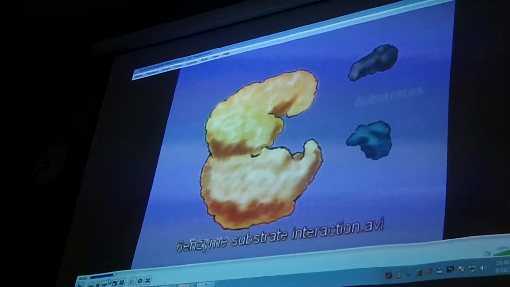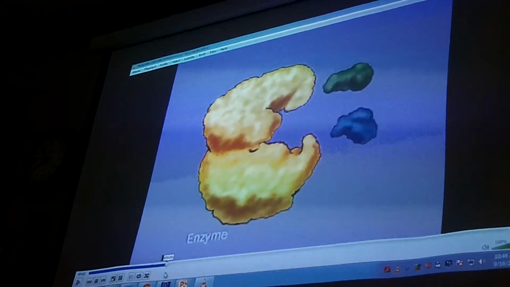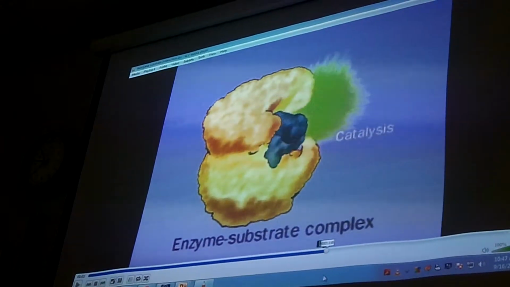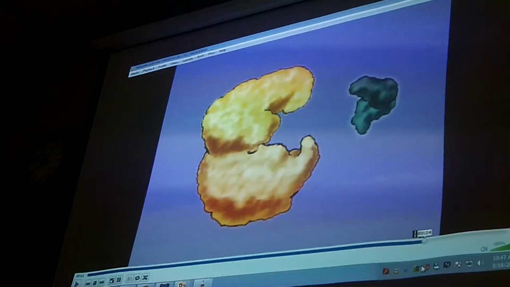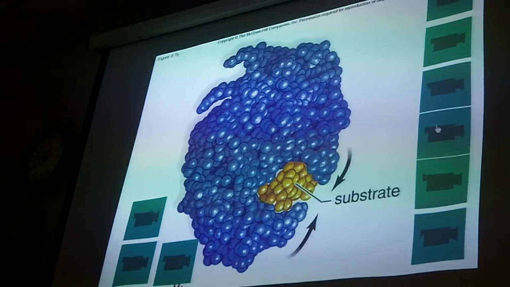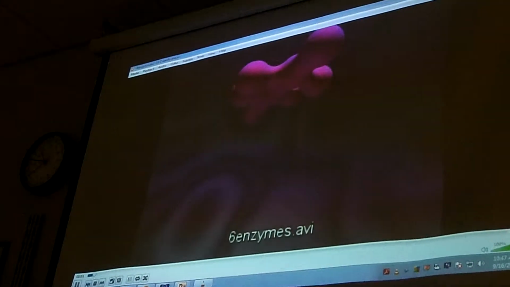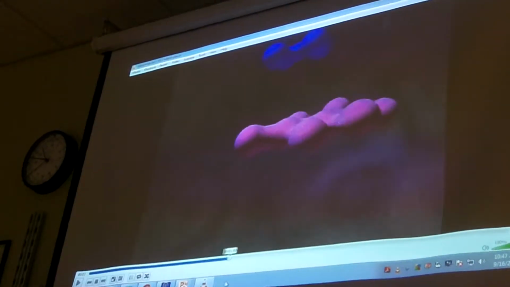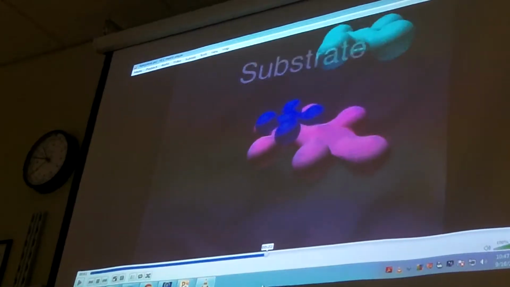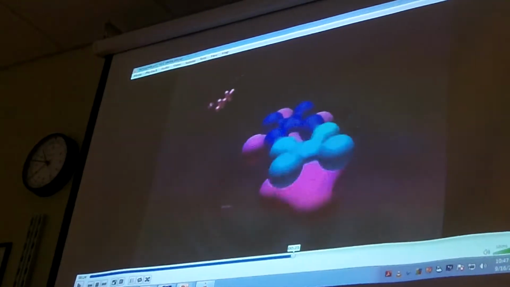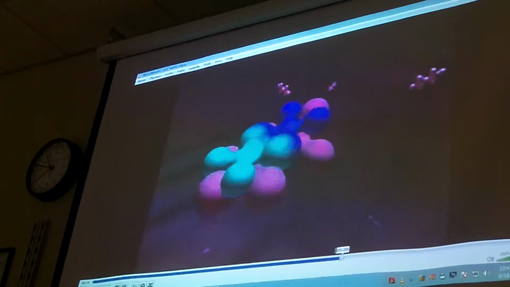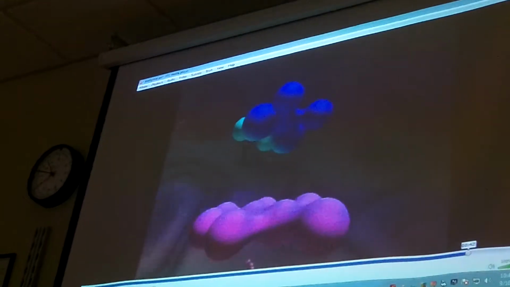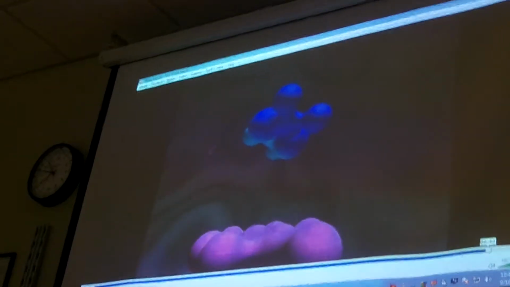Here come some substrate molecules coming in. They fit together, and then they come out. Here's an enzyme. Here come some molecules coming in, the substrates. They fit on it just right. It's got to have the right shape. The enzyme bends a little bit, and now they're together. Are y'all getting the point here?